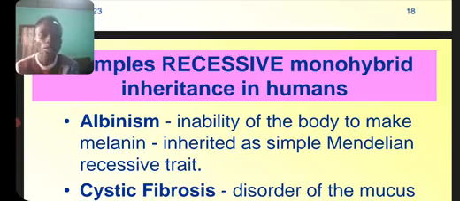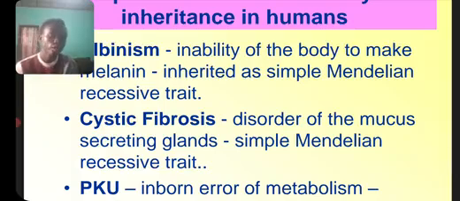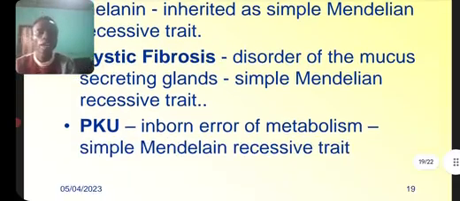Yes, so we have cystic fibrosis, which is also a genetic disorder of the mucus-secreting glands. These individuals end up having very thick mucus within their lungs. It's very deadly. Oh God, cystic fibrosis. It's a chronic disease, but it's inherited. You inherit it from your parents, grandparents, or whoever is in your lineage. We have phenylketonuria.